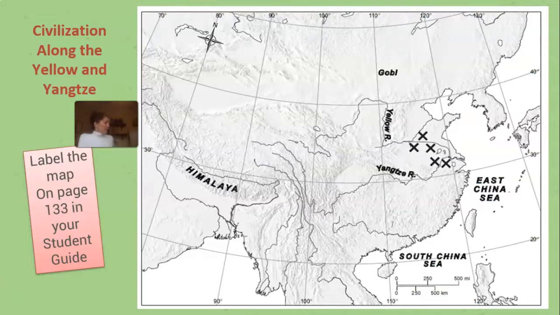It says locate the following physical features. So you're going to want to label the Himalayas. You're going to want to label the Gobi Desert, the Yellow River and the Yangtze River, and then these X's here are where civilization started. Okay, the South China Sea and the East China Sea. So you can go ahead and pause this video if you need to do that, or you can do it on your own after the flip video, but make sure that your map is filled in on page 133.